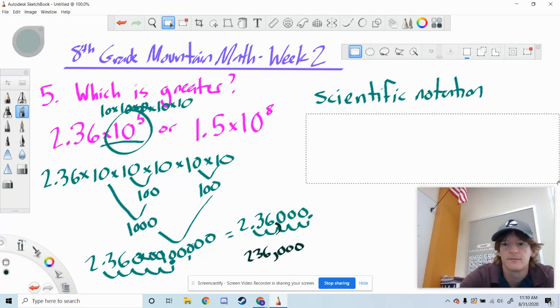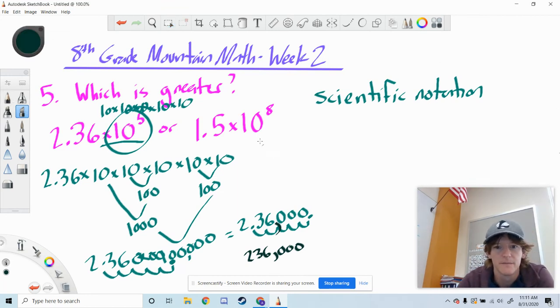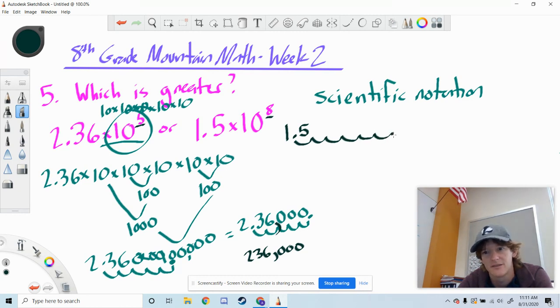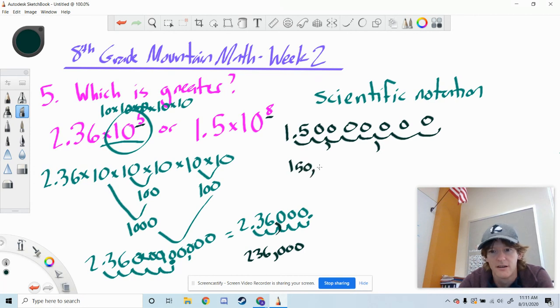If we were going to make it expanded notation, well, let's see. 1.5. Notice we had this 5 up here on 2.36 times 10 to the 5th, and we moved the decimal point 5 times to the right. This time we're going to move our decimal point 8 times to the right. So I'll start with 1.5, and we're going to move it 8 times. 1, 2, 3, 4, 5, 6, 7, 8. We're going to add zeros in all of these empty spots. We'll have a comma here. We'll have a comma here. So we have 150 million.